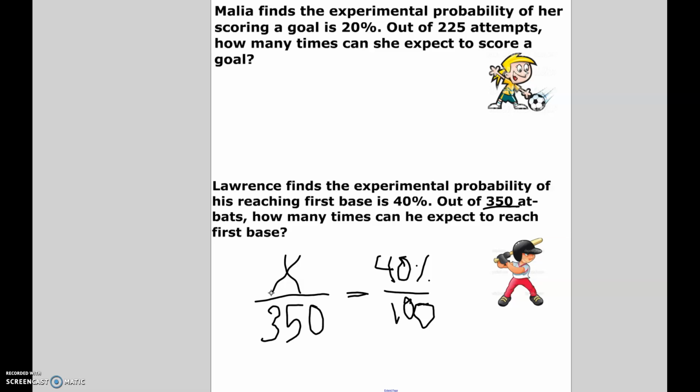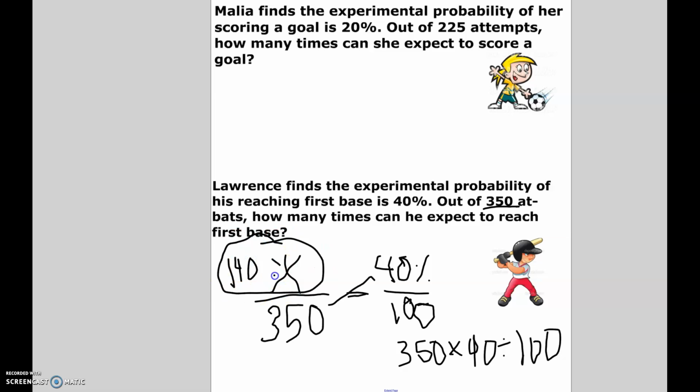So we're going to cross multiply to solve. We're doing 350 times 40 and then divide by 100. We multiply the numbers that are diagonal and then divide by what's left out. Okay, so 350 times 40 divided by 100 is 140. 140 times he can expect to reach first base.